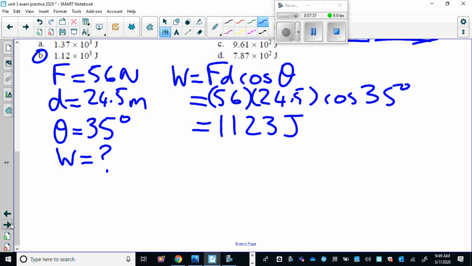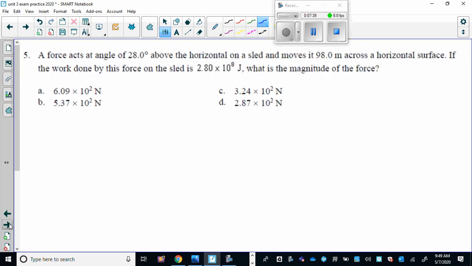Number 5. Number 5 is a similar question. It's just in this case, they give you the angle: a force acts at an angle theta above the horizontal on a sled, and it moves 98 meters, so they give you the displacement.